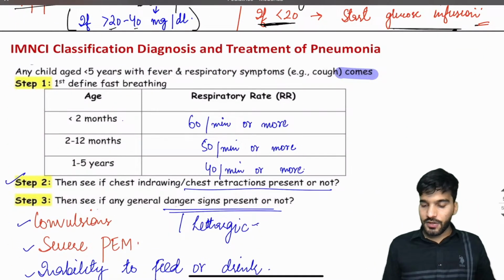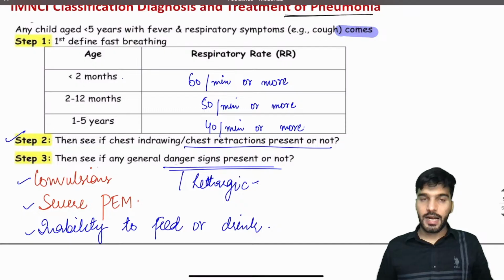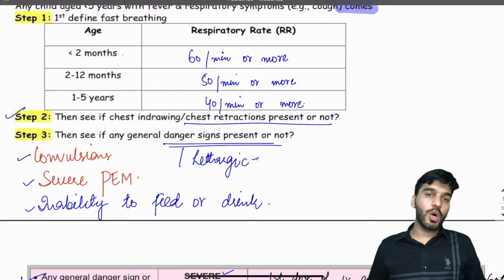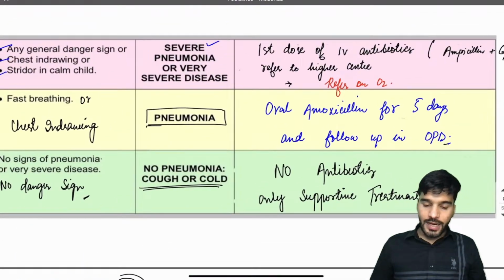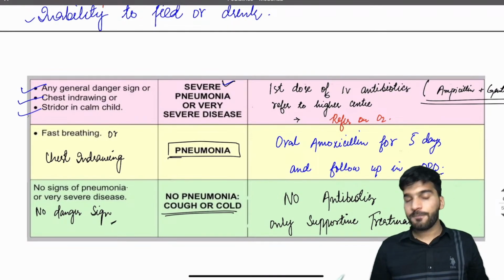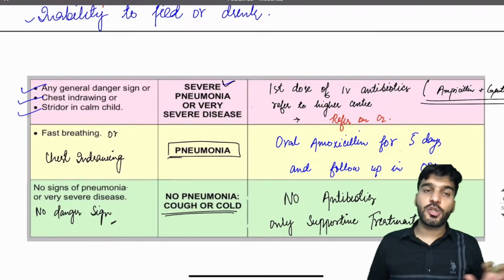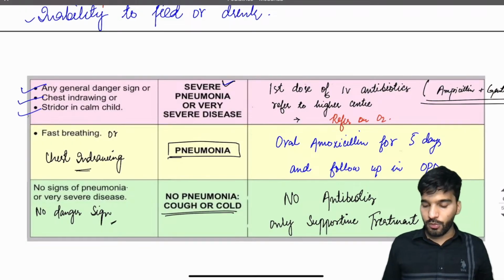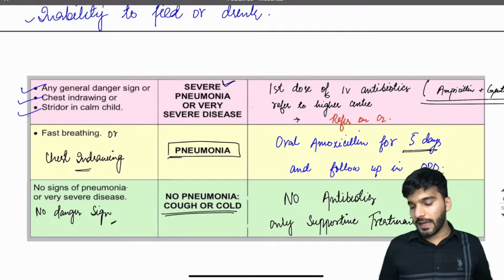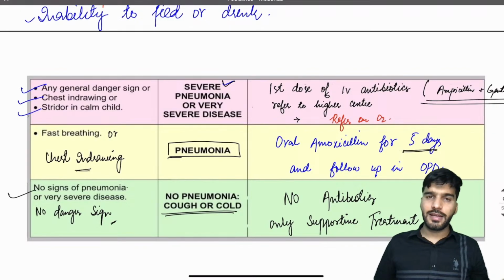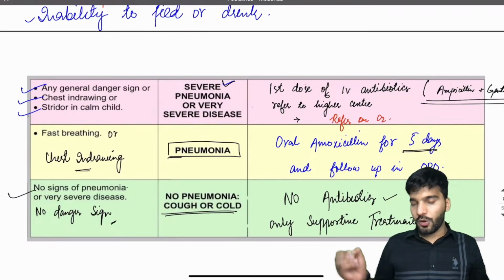Then the recent guidelines in the treatment of pneumonia, guys: you need to look for the danger signs, followed by that, look for the respiratory rate as per the age, and check for chest retractions or chest indrawing. Then the following are the 3 categories. If there are any general danger signs or stridor in the child, you categorize it as severe pneumonia, and you have to give ampicillin and gentamicin as an antibiotic. Refer the patient on oxygen to the higher center. If there is fast breathing or chest indrawing mentioned in the question, it's a case of pneumonia. Give amoxicillin for 5 days and follow up in the OPD. And if there are no signs of pneumonia or no danger sign, there should be no antibiotics and only supportive care.